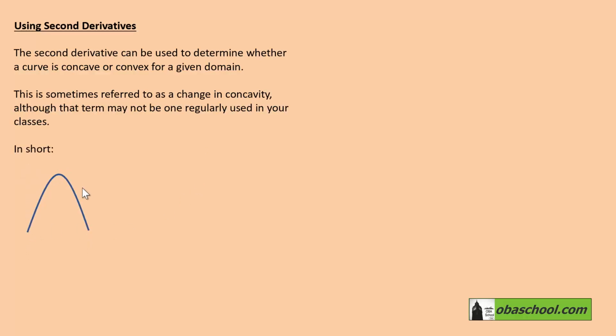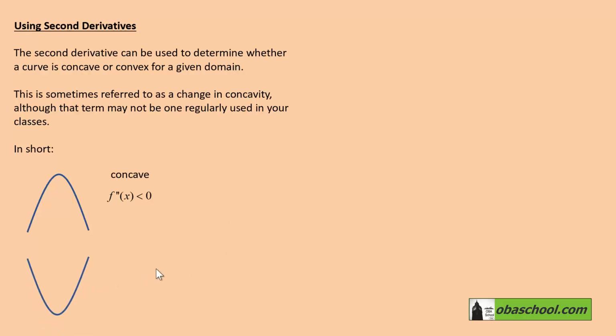If the curve is this shape, then it's concave. And this occurs when the second derivative is negative. You might know the second derivative test for a maximum. So when the second derivative is negative, it's telling us that the curve is concave. And so if there's a turning point in there, it will be a maximum turning point.